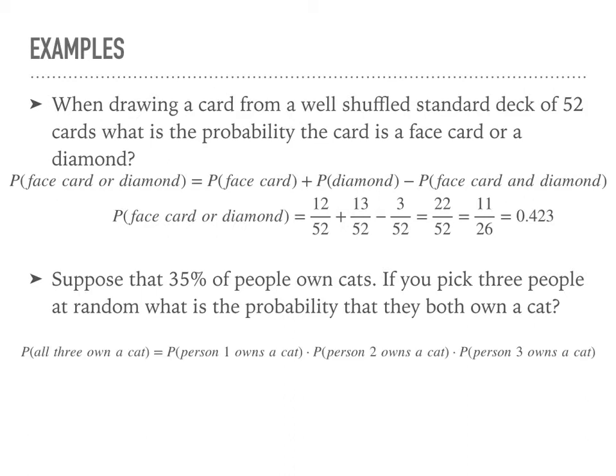So the probability of all 3 owning a cat would be the probability that person 1 owns a cat times the probability person 2 owns a cat and probability person 3 owns a cat. So the probability of each person owning a cat is 0.35. We always use our percents as decimals, and we always answer probability as a decimal, not a percent. So the probability that all 3 own a cat is 0.35 times 0.35 times 0.35, which will give us 0.043.